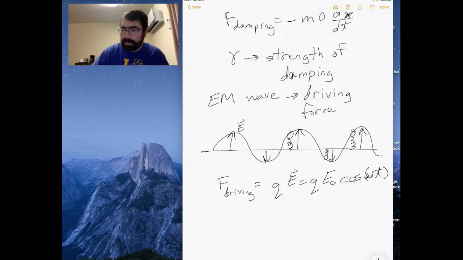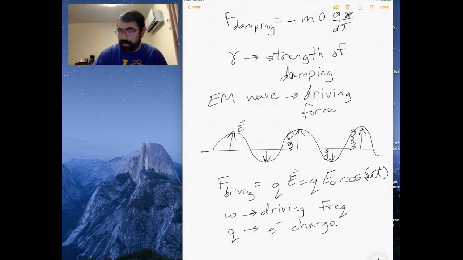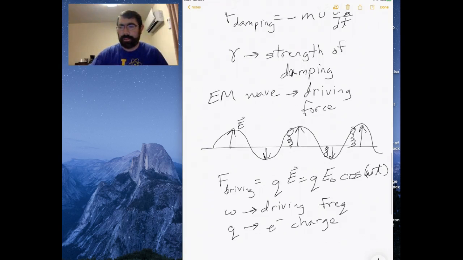So omega is the driving frequency. So it's how much that wave is oscillating. And Q is just the electron's charge, since it's that electron which is coupling to the electromagnetic wave. And again, like I said, we're going to ignore magnetic fields. We're only thinking about the electric phenomenon here. Okay, so now let's put it all together.